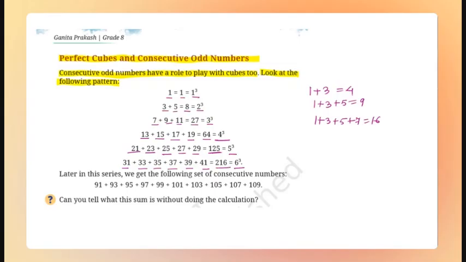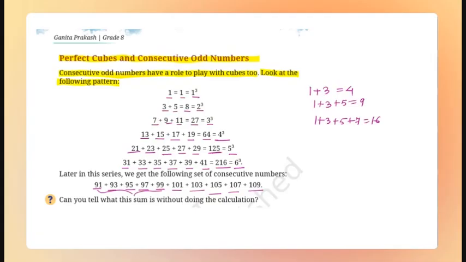Later in the series, we get the following set of consecutive numbers. इसके बाद आप जब ऐसे करते रहोगे तो आपको एक सीरीज ऐसे भी मिलेगी जहाँ पे आप 91 plus 93 plus 95, 97, 99, 101, 103, 105, 107 और 109 का sum निकालोगे. Now what you could see, all of these are consecutive odd numbers only, right? So they must be having some relationship with the cube numbers. So can you tell what is the sum without doing the calculation?